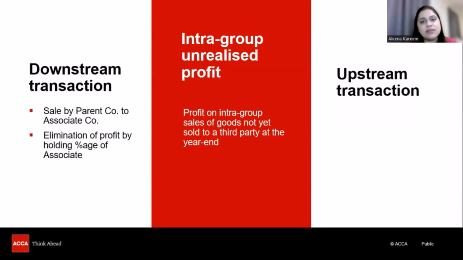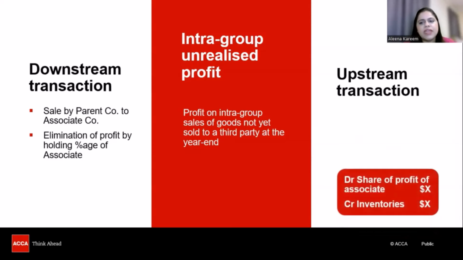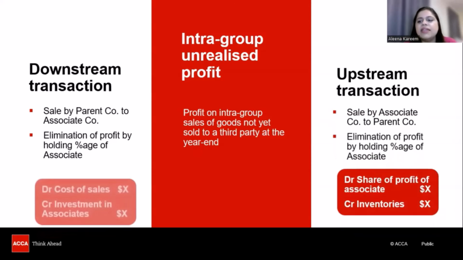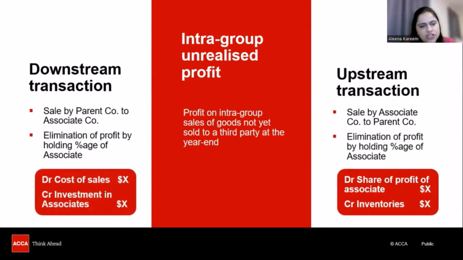However, the double entry is different because one party has the inventory and the other party has recognized the profit. It's very easy. Try to remember whoever has earned the profit, the profit is going to be reversed, and whoever is holding the inventory, that part we are going to adjust accordingly. Now over here, in case of upstream transactions, it is the sale by associate company to the parent company. Again, elimination of profit by percentage holding.